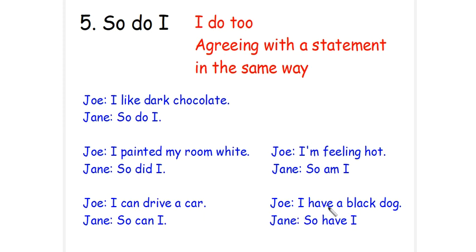Joe says, I have a black dog. Jane also has a black dog, so she could say, so have I. So have I. Okay, next.